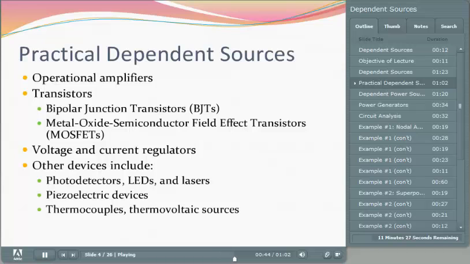Other components that we use that are modeled as dependent sources are voltage and current regulators, photodetectors, light-emitting diodes, LEDs, and lasers, photoelectric devices, and thermocouples and photovoltaic sources.